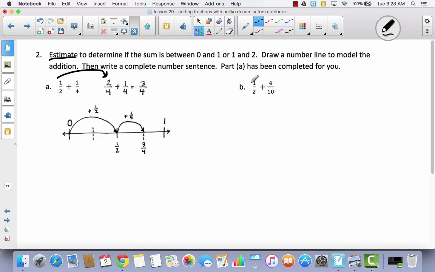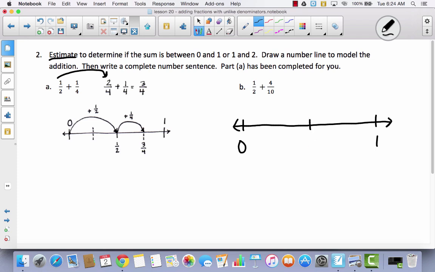So I have a half and I have 4 tenths. Is this going to be greater or less than 1? Well, 4 tenths is less than half because I know 5 tenths is half. So I know that my answer is going to be less than 1. So I'm going to make my number line between 0 and 1. 0 and 1. Okay? Now I can't turn tenths into halves. So let's think about this for a minute, okay?